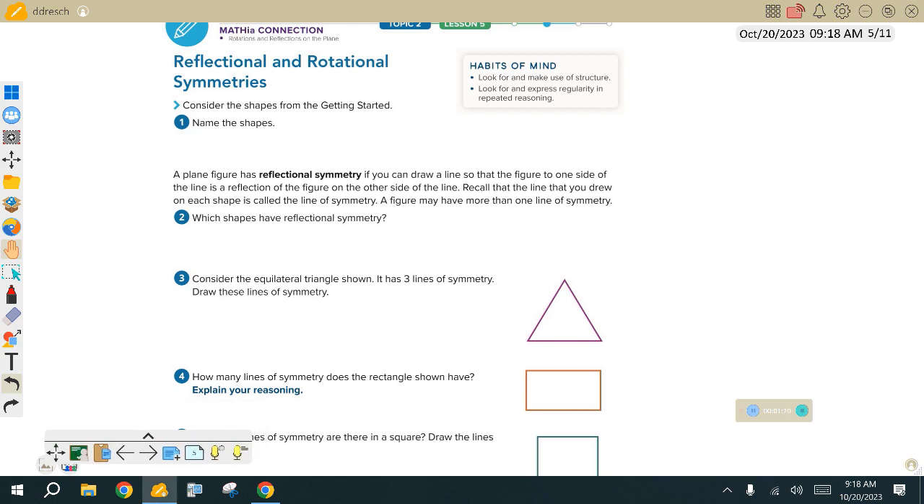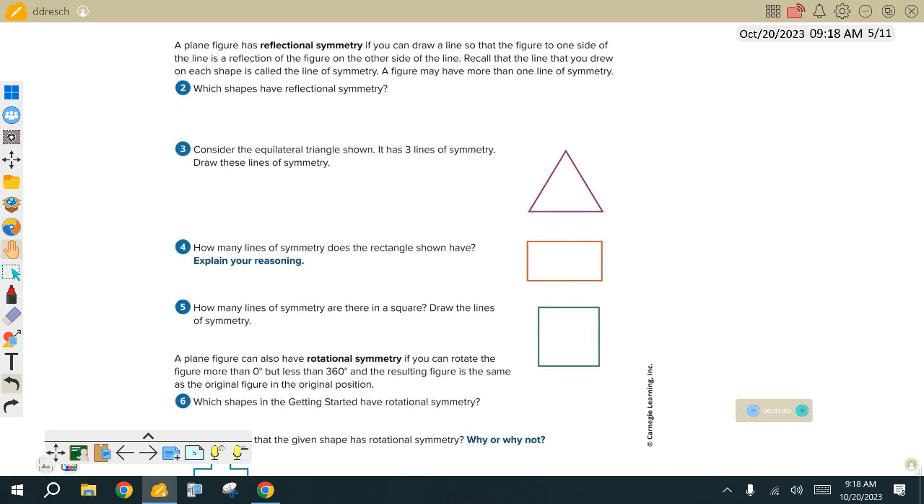And reflectional symmetry is basically like what we've been talking about here. Can we draw a line so that a figure can flip onto itself? And we've done a little bit of work with that throughout the last couple weeks. So let's again jump right into it. Let's go to this.